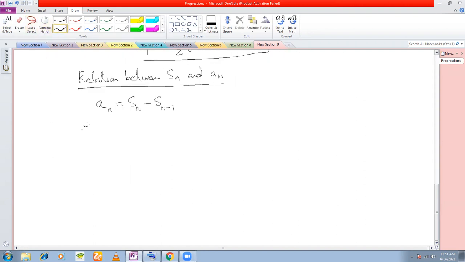For example, let's say if I want to find out the third term, it will be sum of the three terms minus sum of the first two terms. Okay, if I want to find out A4 it will be S4 minus S3 and so on. Okay, so this is what this result means. It's a very important result. We'll be applying this result. Okay, so let us come to the problems now.